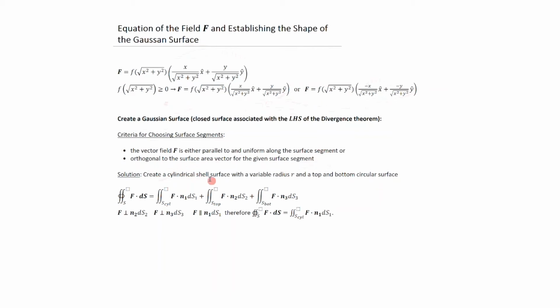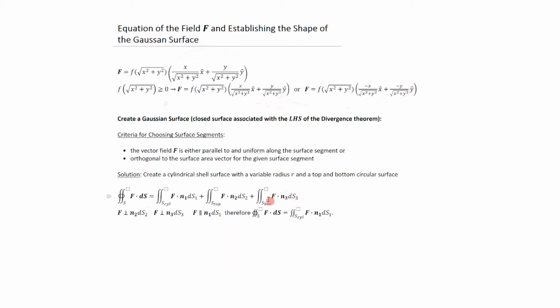And so we create a cylindrical shell surface with a variable radius r, because we want to probe how the field will change as a function of radius, and a top and bottom circular surface. The left-hand side of the divergence theorem would be a closed surface integral, but because there are 3 separate surfaces that comprise the total closed surface, the outer cylinder, the top surface, and the bottom surface, these 3 summed together represent the closed surface. Now, the field we said was pointing in the radial direction, whereas the top surface is pointing in the z direction, and the bottom surface will be pointing in the negative z direction.